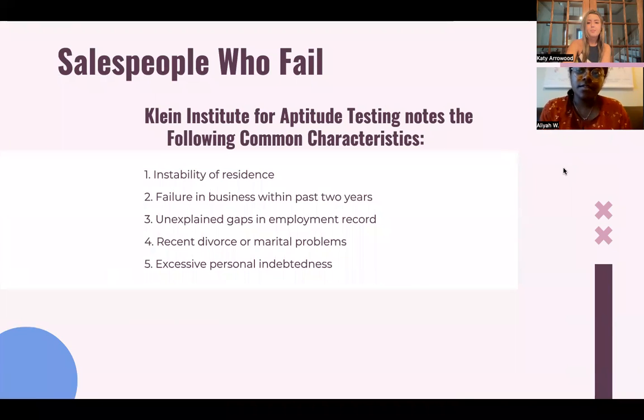So some factors that affect the success of a salesperson's career would be the instability of residence, a failure in their own business within the past 2 years, an unexplained gap in their employment record, a recent divorce or marital issues, and excessive personal indebtedness.